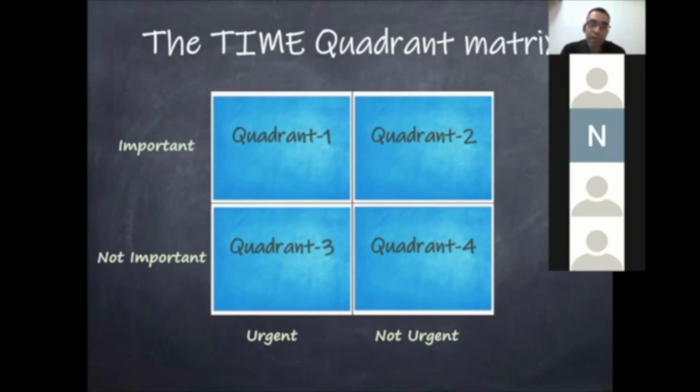Quadrant two has things which are not urgent but are important. Quadrant 3 has things which are not important but are urgent. Quadrant 4 has things which are not important and not even urgent. So, can you give me some examples of things in quadrant 1?